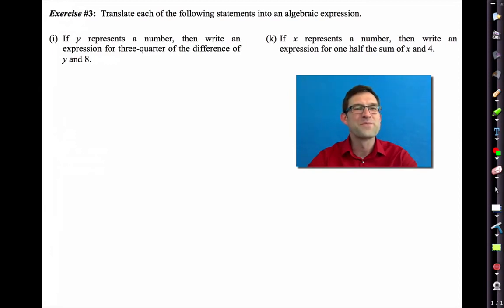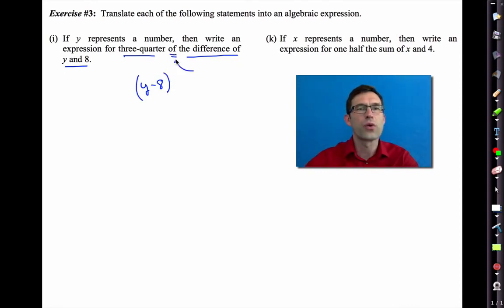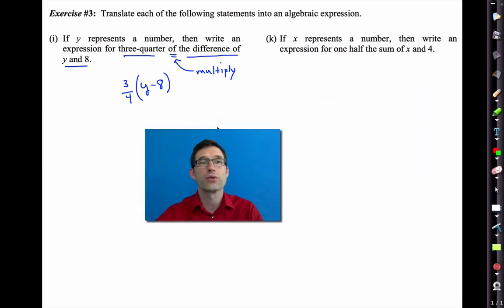All right, let's go through it. Number 3, letter I. If y represents a number, then write an expression for 3/4 of the difference of y and 8. Well, the difference of y and 8, that's pretty easy. That's going to be y minus 8. Now, if I want 3/4 of it, "of" is a good word to look for when it comes to multiplying, right? So when we say 1/4 of, or 1/2 of, or 3/4 of, we're multiplying. So we're taking y minus 8 and we're multiplying by 3/4.